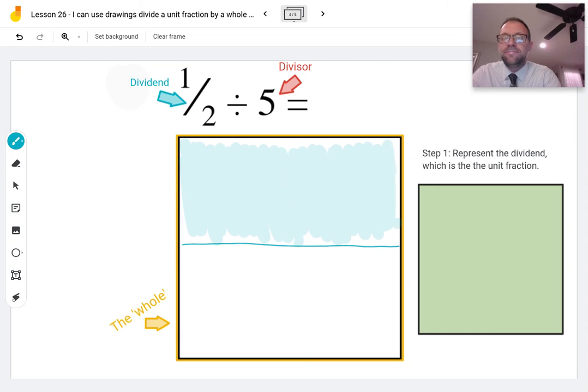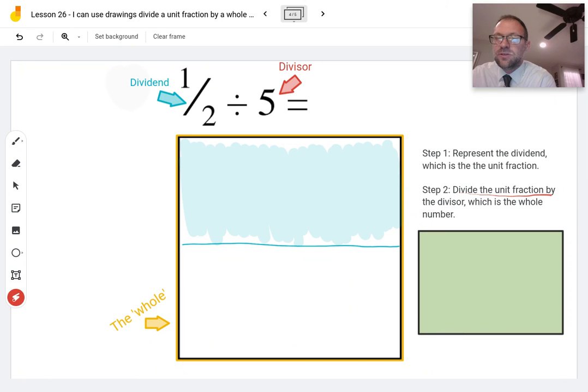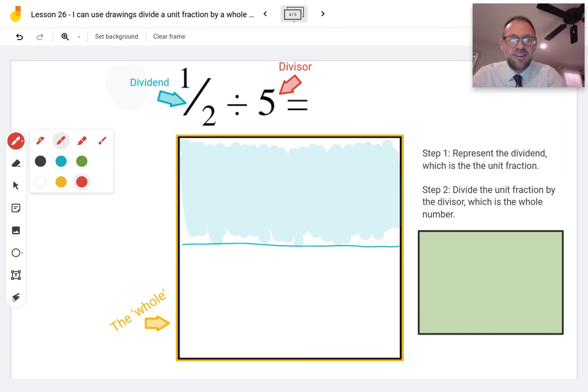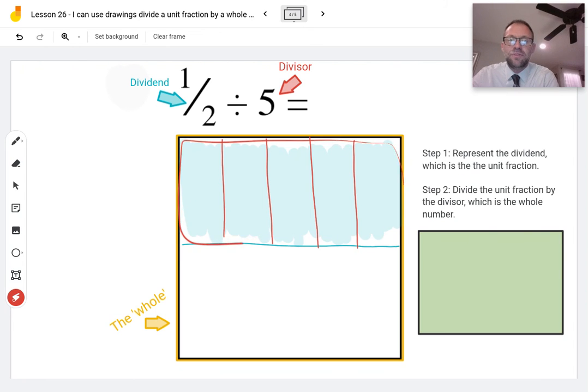We've done it. Step 2. Now we have to divide this unit fraction by the divisor, which is the whole number. So here is the 1/2, and we have to divide it by 5. In other words, we have to cut it up into 5 equal pieces. Oh, I just gave you the answer, didn't I? All right, I'll put this part up, and then you can do the next part. Let's see. 1, 2, 3, 4, 5. Not perfect, but close enough. We have now divided the half of the square into 5 equal pieces, just like our divisor tells us to do.